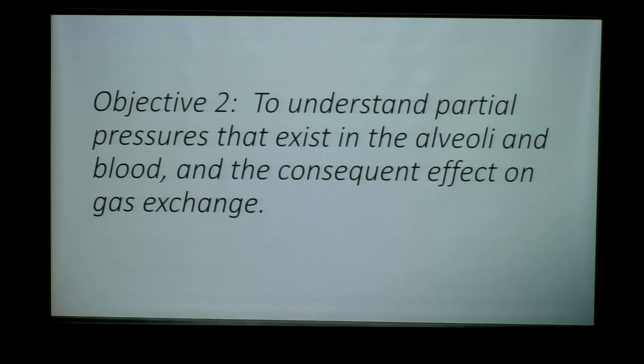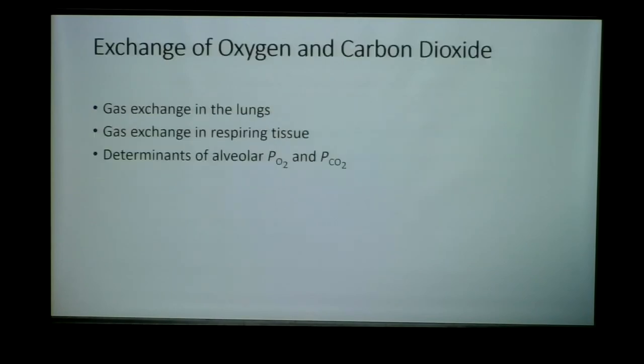So our second objective here is to understand how the partial pressures exist in the alveoli and how they influence gas exchange across the alveoli and obviously across the tissues. Okay, so we know that exchange of carbon dioxide and oxygen takes place in two important areas. It's going to happen in the lungs, across the alveoli and the atmosphere. It's going to happen down at the level of the respiring tissues, where tissues are using oxygen and producing CO2 as a byproduct. And we're going to also speak about some of the determinants that influence how these partial pressures change.